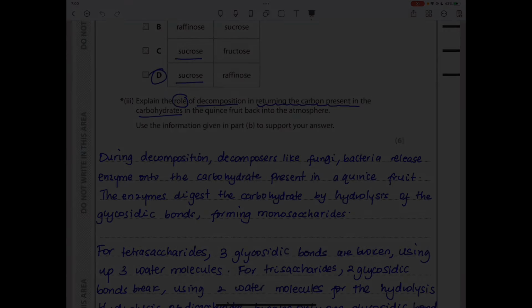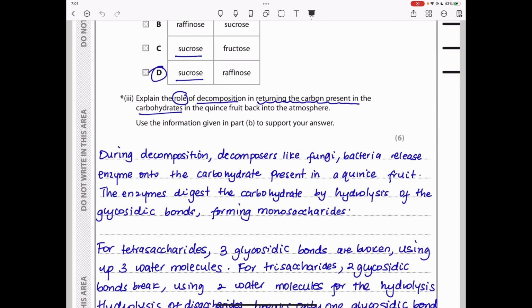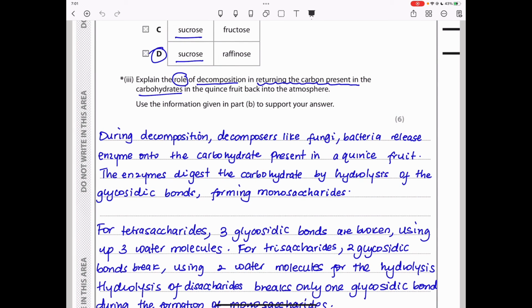The next question says, explain the role of decomposition in returning the carbon present in carbohydrates in the quince fruit back into the atmosphere. Use the information given in part B to support your answer. So decomposition, of course, the decomposers, which include the fungi and the bacteria, will release enzymes onto the substrate, the carbohydrates that are to be broken down, which are present in the quince fruit. These enzymes will digest through hydrolysis processes, producing monosaccharides as they break down the glycosidic bonds.